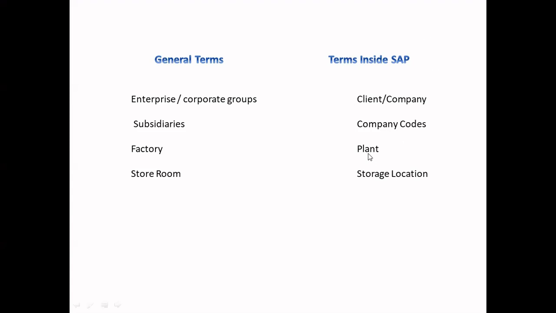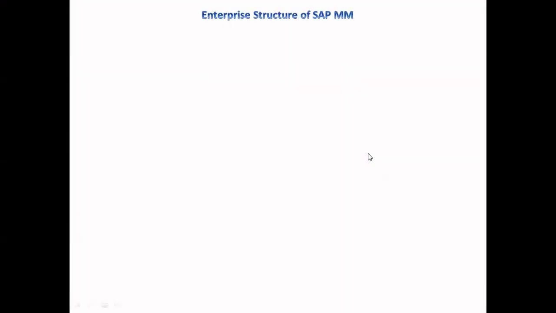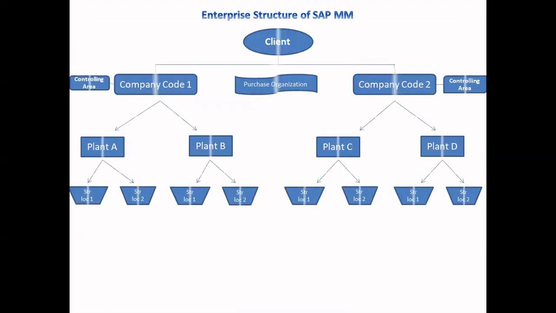And then here, how the MM organization structure is maintained. I have given the MM organization structure in SAP in this slide. The first hierarchy level is the client. Client is nothing but a company, which is nothing but Tata Group. It will be followed by company codes, followed by the plants, and followed by storage locations. This is how the structure will be.